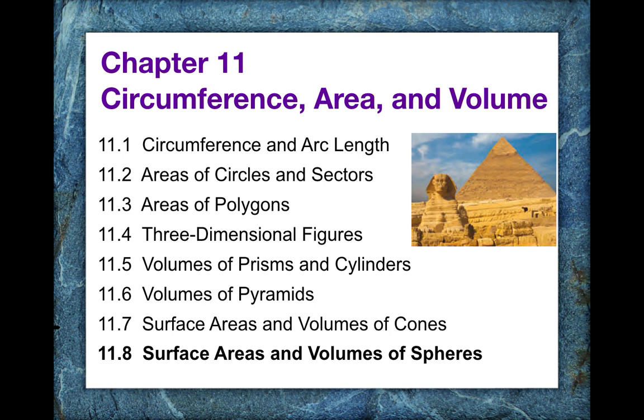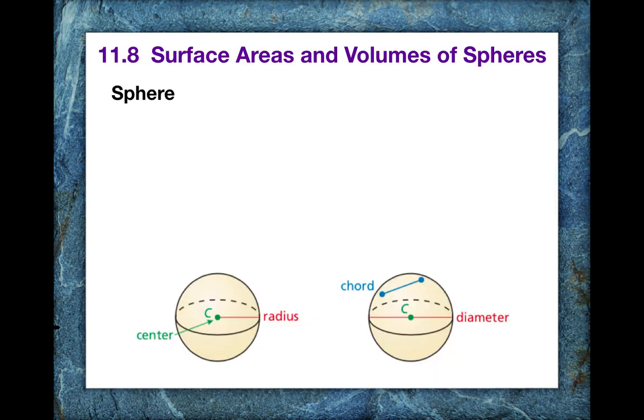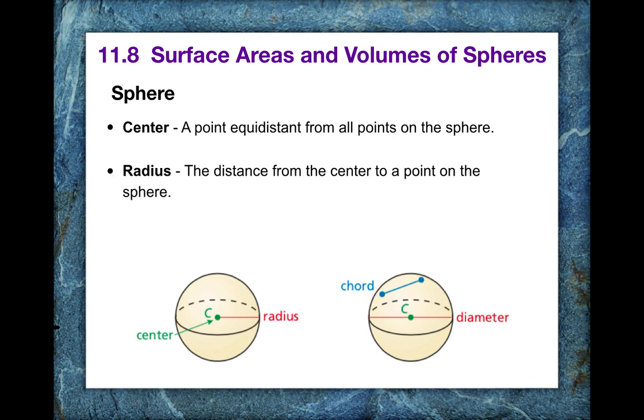We're in Chapter 11, Section 8, Surface Areas and Volumes of Spheres. A sphere happens to be a figure that is curved. It has a center, and that point is equidistant from all the points on the sphere. It has a radius, and that's the distance from the center to any point on the sphere.